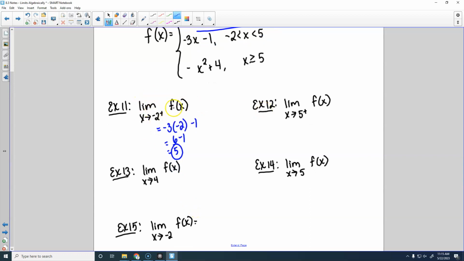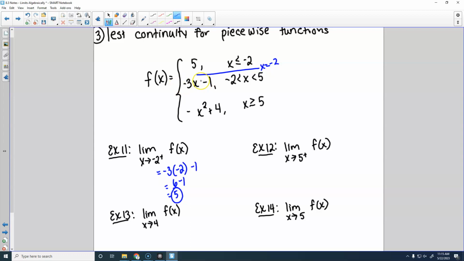Now, I only used this function because it was asking me only to go from the right. If it asked me for the limit as x approaches 5 from the right, so we split x equals 5 right here between the middle and bottom function. If it asks for the right, which function should I use, the middle or the bottom? The bottom one is going to be to the right of 5, where x is greater than 5. So we're just going to direct substitution this one as well. -5 squared plus 4. So that's -25 plus 4, which is going to give us -21.